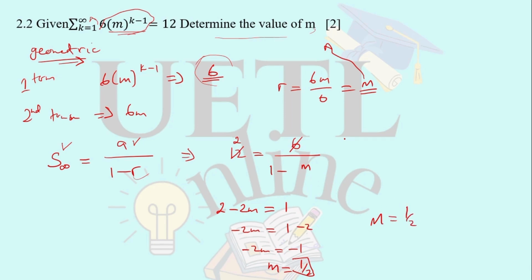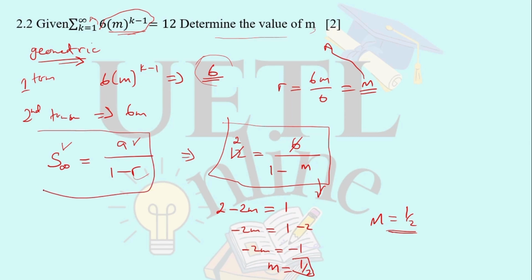Note that from here, you can solve this equation any way you want. I just chose this way. The key points here were to make sure you know this formula and you know that you substitute the first term and the second term to find your r. And that is that. So this is our m. Let's go to the next question.